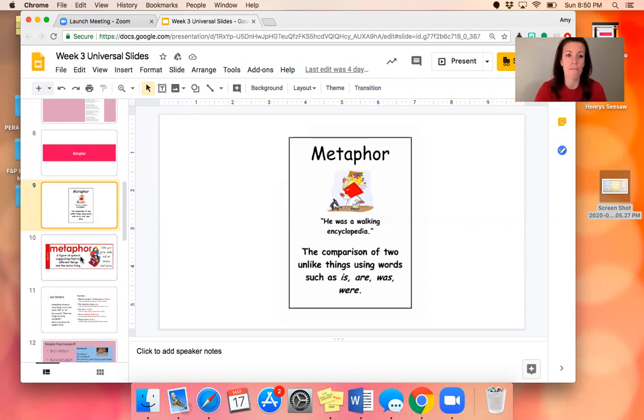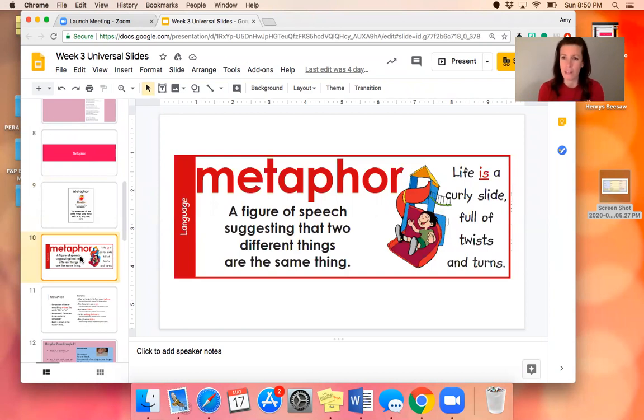And one of the big things that you really want to think about is the comparison. Why are these two things being compared? So the first step is finding it and noticing it. The second step is understanding what the comparison is about. So this example here of a little boy going down a slide, it says, life is a curly slide full of twists and turns. So the two things being compared is life, one, and the curly slide, two.